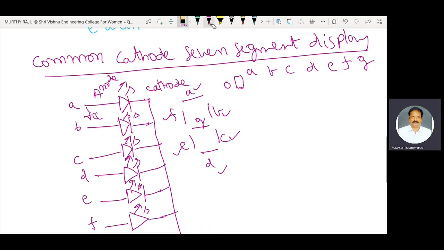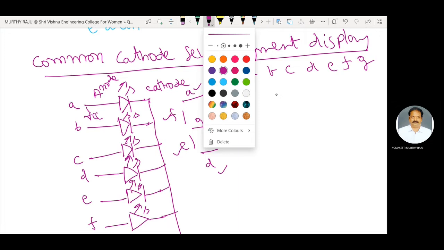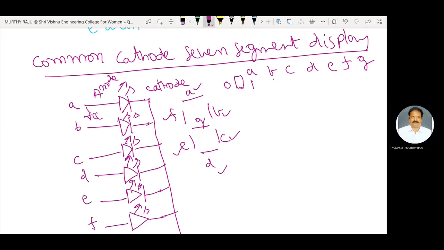A is 1, B is 1, C is 1, D is 1, E is 1, F is 1, where 1 means VCC, and G is not required. For 0, the G line is 0.